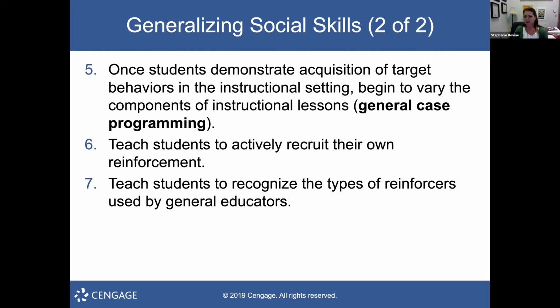Number 7, teach students to recognize the types of reinforcers used by general educators. So again, that's why that ecological assessment is so important. What does that general education teacher typically use as a reinforcer for the students in their class? This may be very different from what the student with autism is used to. So you would want to teach them, hey, this is a reinforcer in that class. And you may want to implement that in your own classroom so that it's familiar and that they see it as reinforcing.